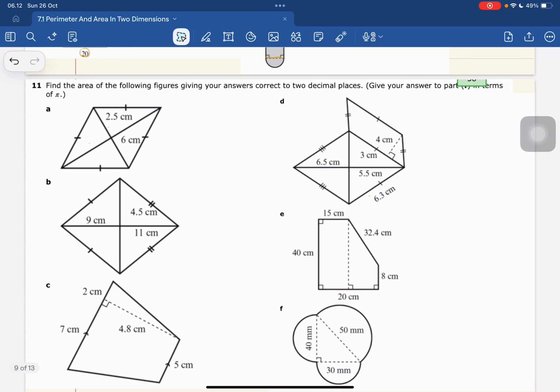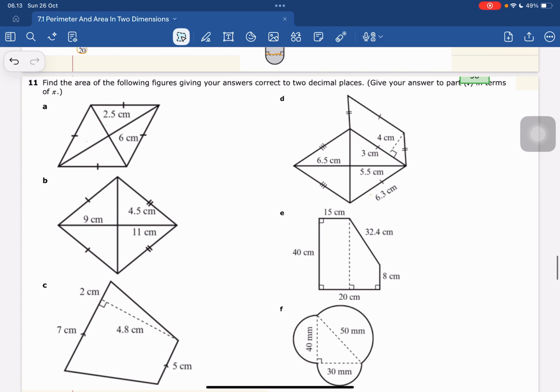Hi, in this video, I'm going to continue part 2 to solving practice question perimeter and area in 2 dimensions. Look at number 11. Find the areas in the following figures, giving your answer correct to decimal places. Okay, let's check it. So this is a kite.